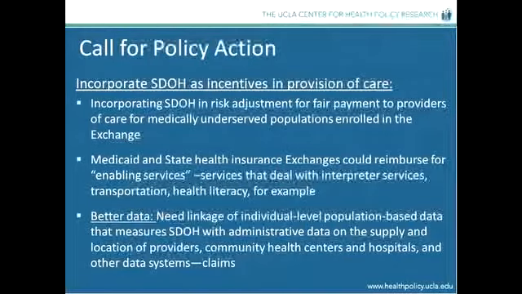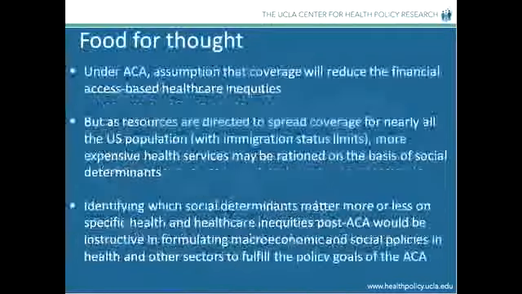Medicaid and state health insurance exchanges could also reimburse for these enabling services that address social determinants of health, services that deal with interpreter services, transportation, and health literacy. And of course, better data. Better data needs linkage of individual-level population data that measures social determinants of health with administrative data on the supply and location of providers, community health centers and hospitals, and other data systems. Certainly the allocation to improving electronic health records would be one impetus in getting better data and accelerating this.